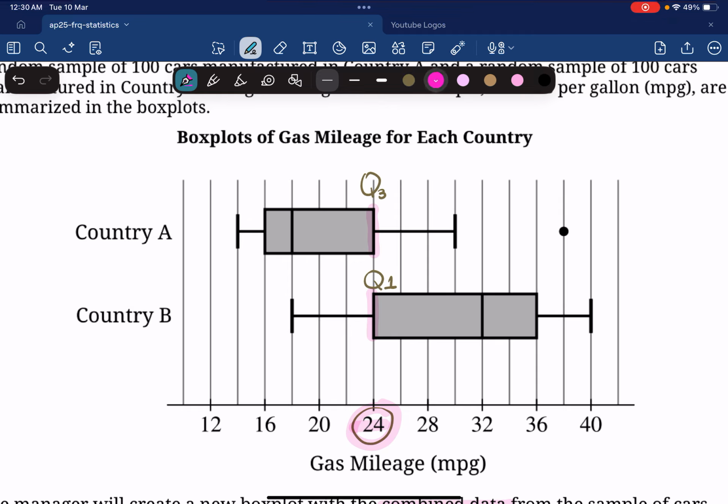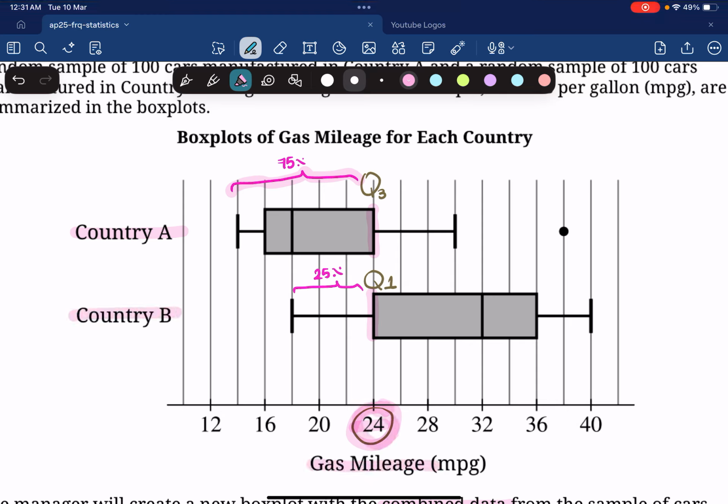Now, in country A, you have 100 cars. And what is the definition of the third quartile, Q3? Q3 means that you have 75% of your data to the left of Q3. So here's 75% of the 100 cars, right? And for Q1 for country B, it means 25% of the data set lies below the first quartile. And so since you have 100 cars in country A, it means you have 75 cars in country A that have a gas mileage of less than 24 miles per gallon.